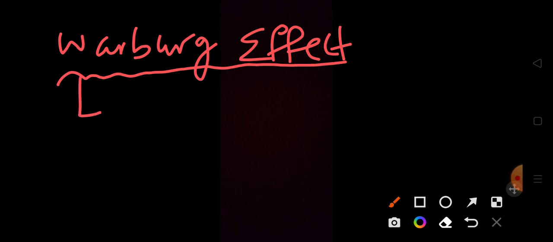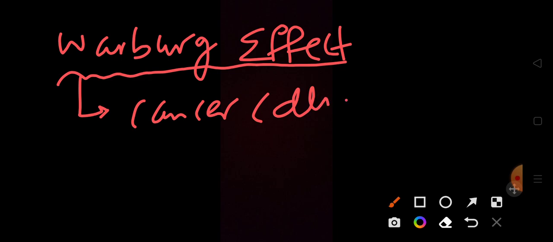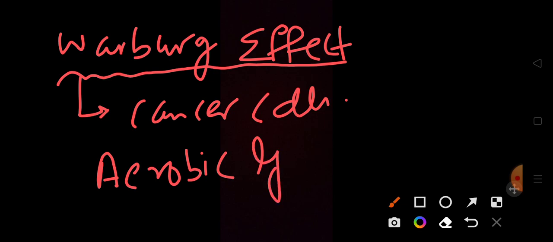Good evening. So today we are going to talk about the Warburg effect, which is an important topic from our carbohydrate metabolism topic. The Warburg effect is an unusual phenomenon that is observed especially in cancer cells. So what is the Warburg effect? The Warburg effect is the phenomenon that is also known as aerobic glycolysis.